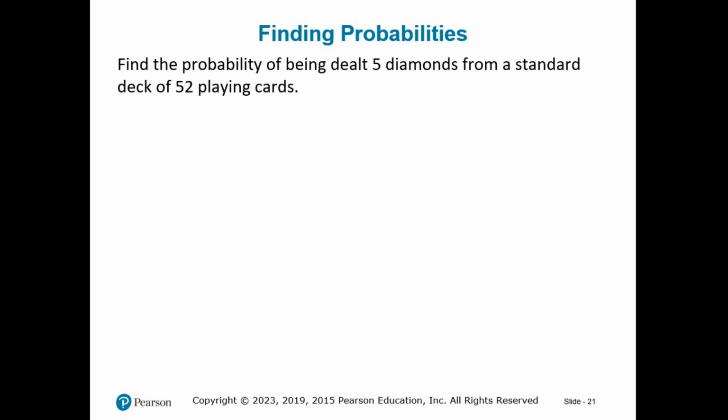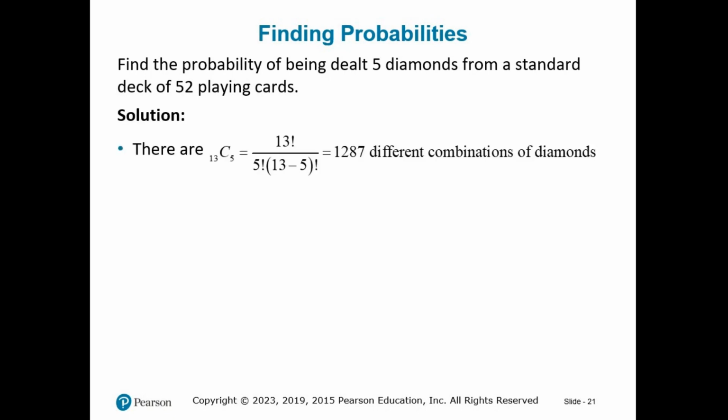First, how many different combinations of diamonds could we get? Our N will be 13 because there are 13 diamonds in the deck. And our R will be 5 since that's how many we're selecting. So 13 choose 5, or 13 factorial divided by 5 factorial times 13 minus 5 factorial. We get 1,287 different combinations of diamonds. So that's just one part.